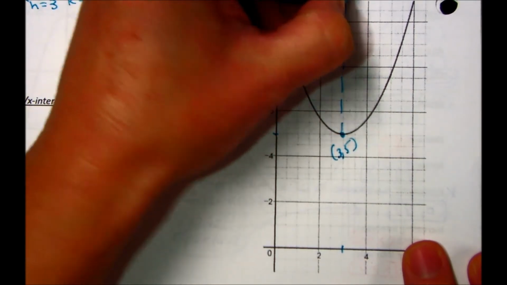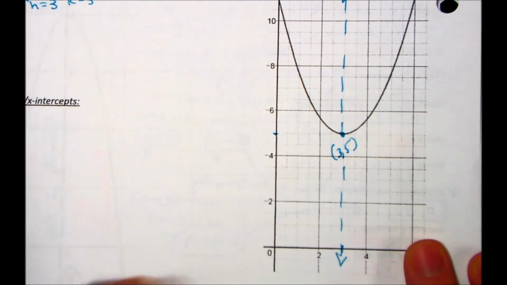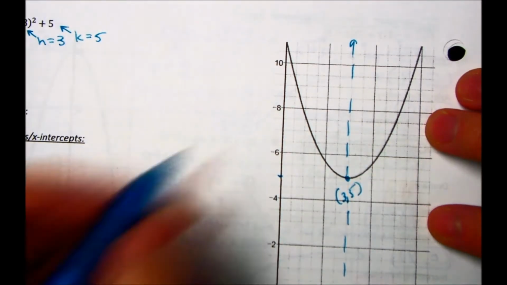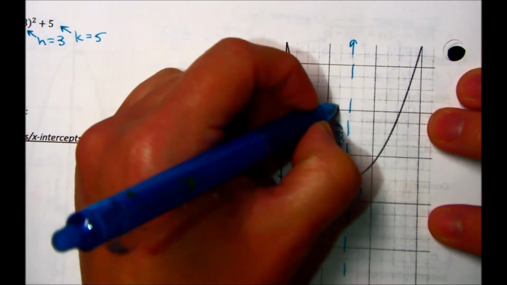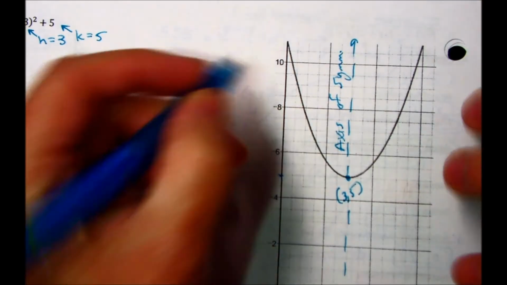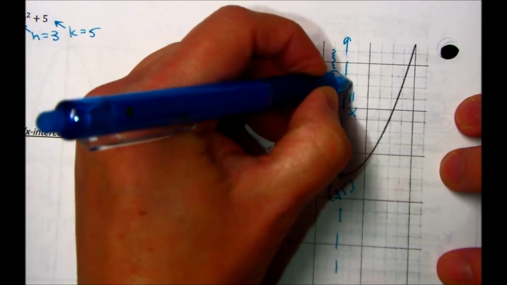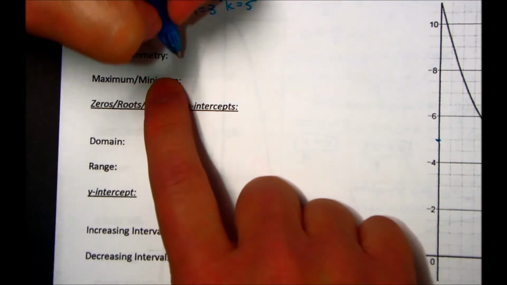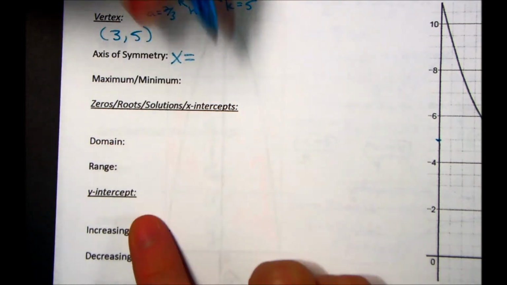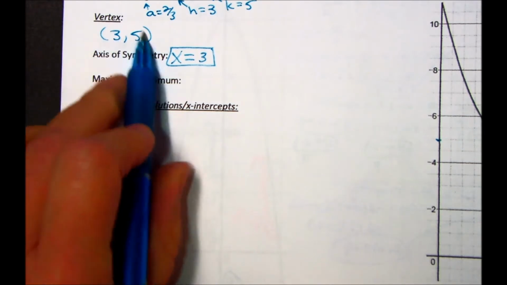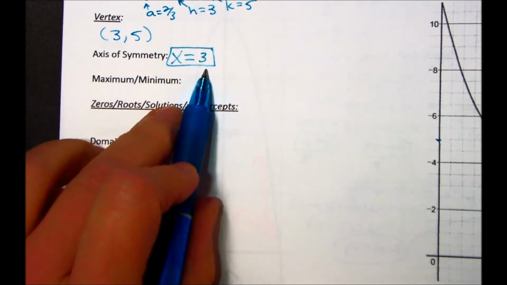I also like to draw my axis of symmetry, and you should also after you graph that vertex. So this is my axis of symmetry, and it has an equation of x equals 3. Notice it's the same value as the x-coordinate of your vertex. So back over here, axis of symmetry, you must have x equals, then put that 3. So the vertex is a point, the axis of symmetry is a line.